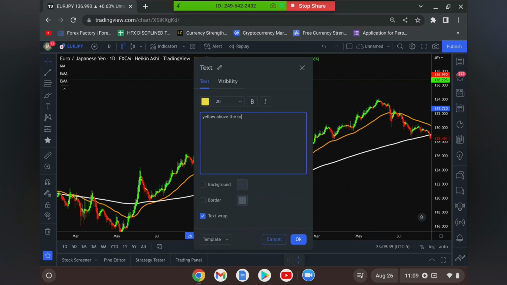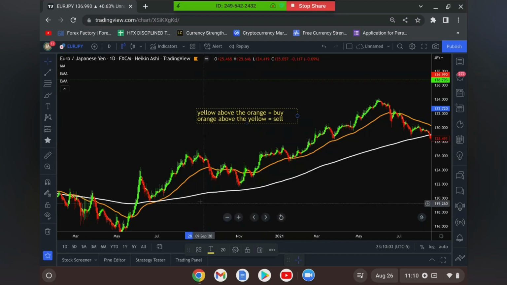So again, in this scenario, if we have the yellow above the orange, that is a buy signal. And if we have the orange above the yellow, then that is a sell signal. So since we have price currently above our 200 moving average, we are going to be looking for buy signals, which means we're going to be looking for the yellow line to cross above the orange line.